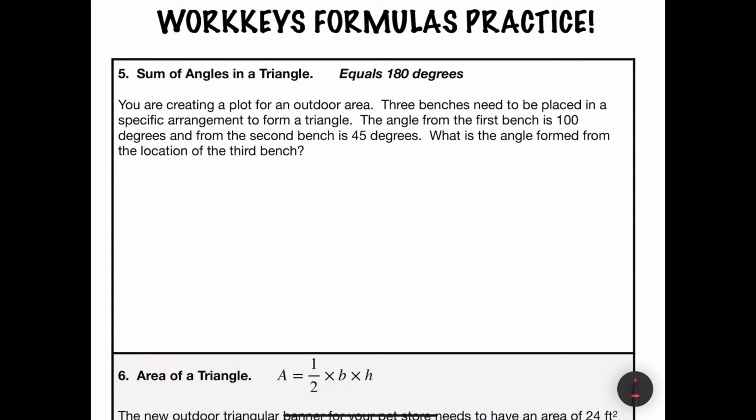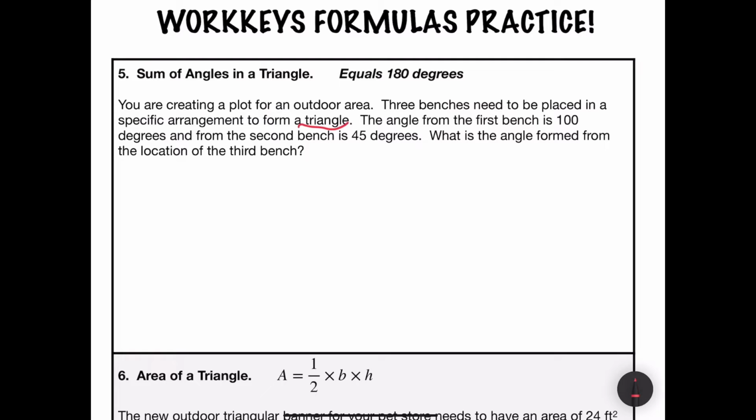Number 5 is the sum of the angles in a triangle, and the fact that they equal 180 degrees when added together. The problem says you are creating a plot for an outdoor area. 3 benches need to be placed in a specific arrangement to form a triangle. The angle from the first bench is 100 degrees and from the second bench is 45 degrees. What is the angle formed from the location of the third bench?